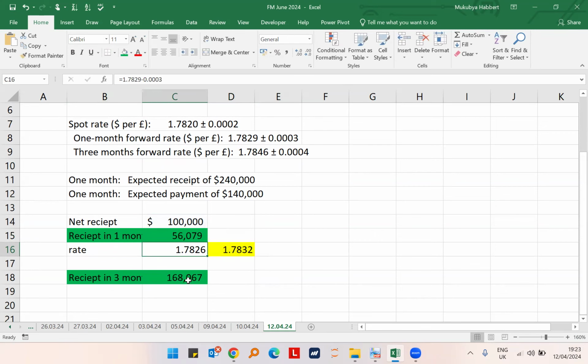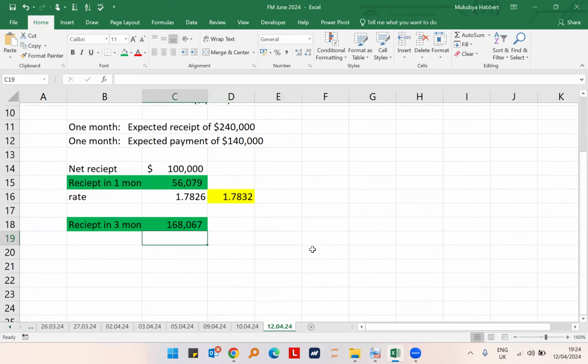Having understood all of that, for the 3 months, it's as easy as doing the same thing you've done here. You divide 300,000 by the sell rate, which is 1.7846 plus 0.0004. So that's how you get the receipt in 3 months' time. Is that clear now? Yes, it is.